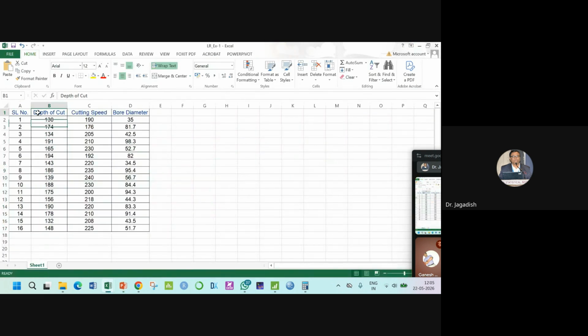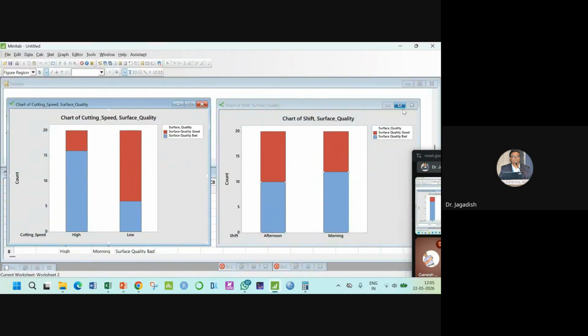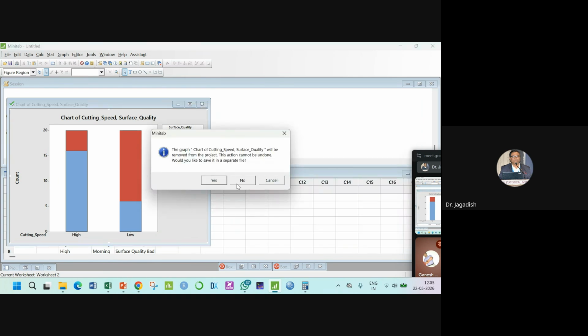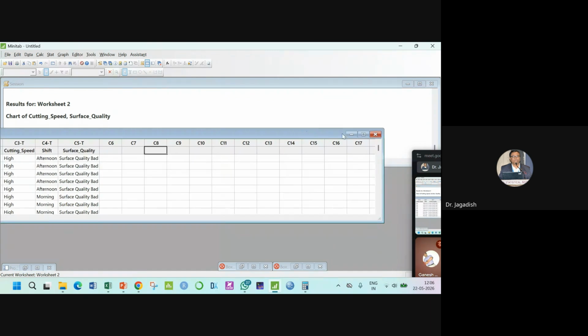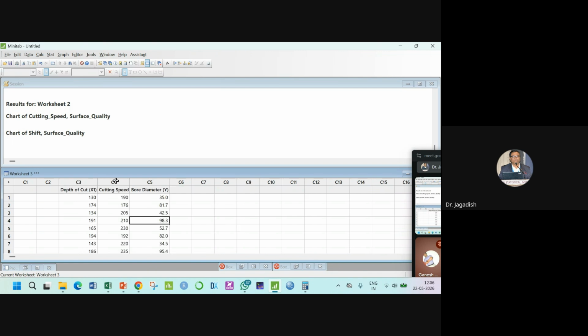I will take this data, which is my x1, and this is my y, the output of the system and the input of the system. I'll take these two columns only into Minitab and show directly in Minitab itself. Here I'm pasting the data. The depth of cut is x1, the 16 experiments have been conducted, and the bore diameter is your output.